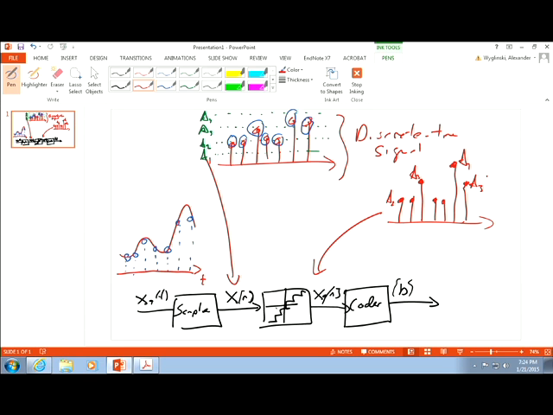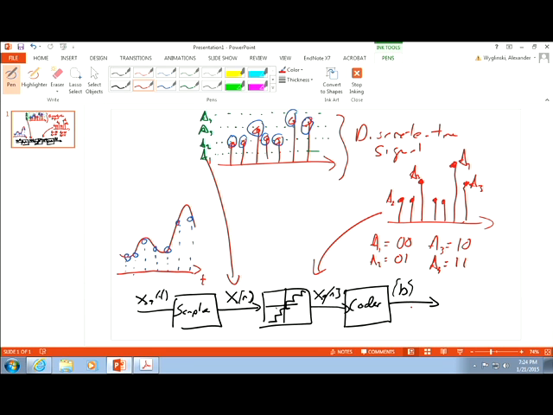Now, how do I use this? So this coding thing is the last step. And what the coder says is, OK, I have four possible amplitude values. A1 can be represented by 0, 0. A2 can be represented by 0, 1. A3 can be represented by 1, 0. A4 can be represented by 1, 1.